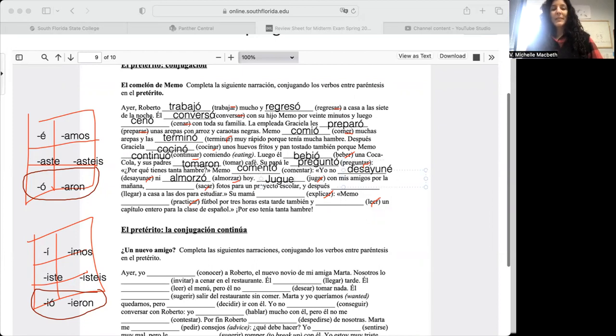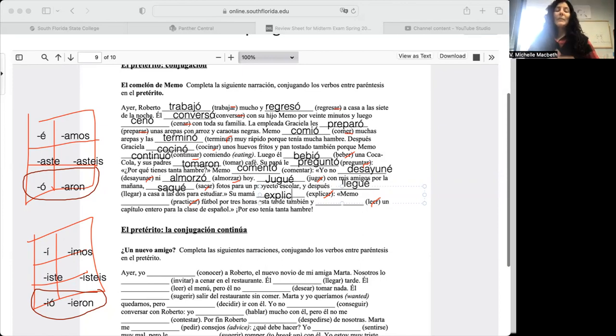This one has a weird spelling thing here. We'll talk about it a little bit later. And this one too, we'll talk about this later. So for now, don't worry about it. Y después, this one also has a weird spelling thing. Llegué. Su mamá. Okay, so what is the root?